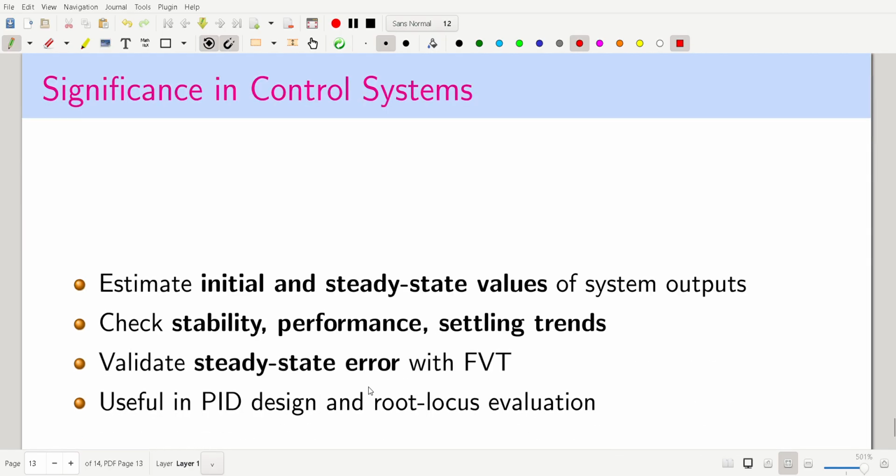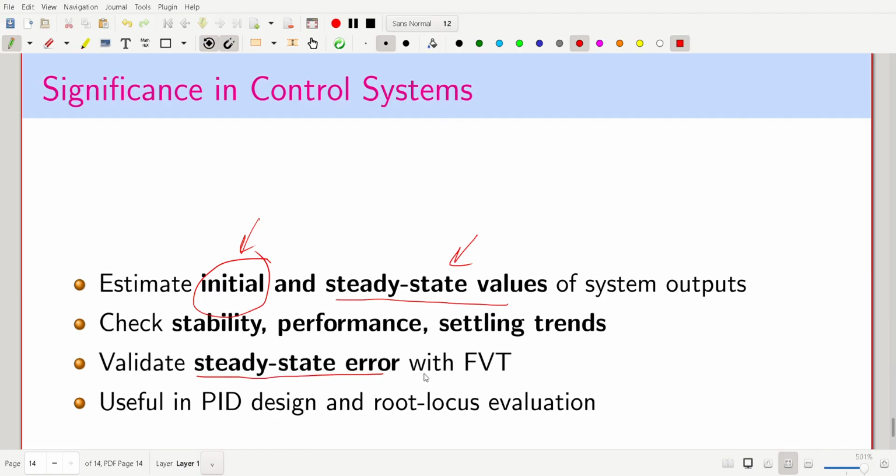So let us focus on the significance of these theorems from a control system perspective. We estimate initial and steady state values. For the initial value, apply the initial value theorem. For steady state values, apply the final value theorem on the system output. Check stability, performance, and settling trends. Validate steady state error with the final value theorem.